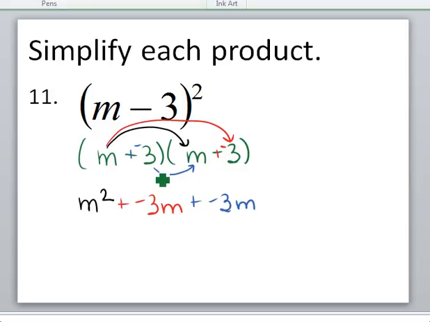Then I'm going to take my last terms and multiply them together. -3 times -3 is a +9. So I've got m squared, -3 and -3 is -6m, and then plus 9.